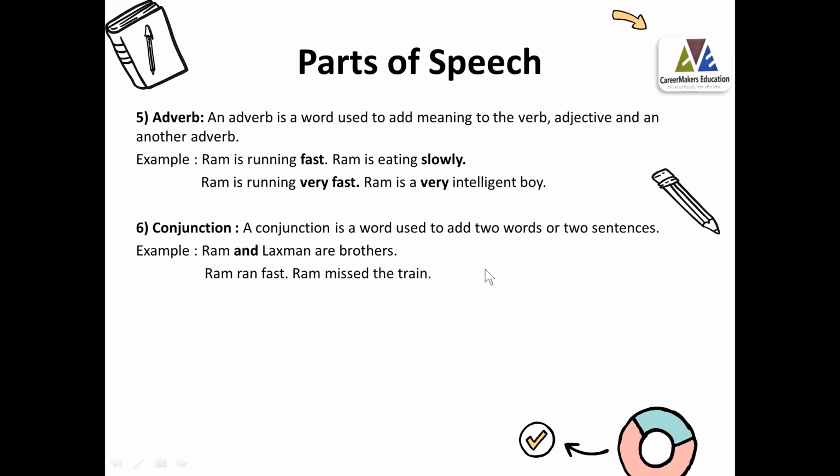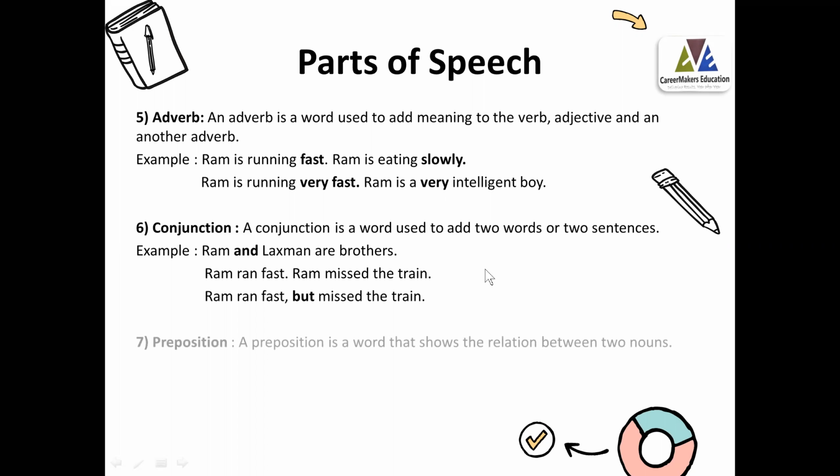Similarly, if there are two sentences, Ram ran fast, Ram missed the train. What I have done is I added those two sentences by using the conjunction but. Ram ran fast but missed the train. So but is adding two sentences. Therefore, but is also a conjunction. So I repeat, conjunction is a word that joins two words or it joins two sentences.